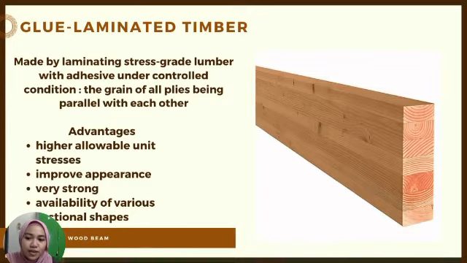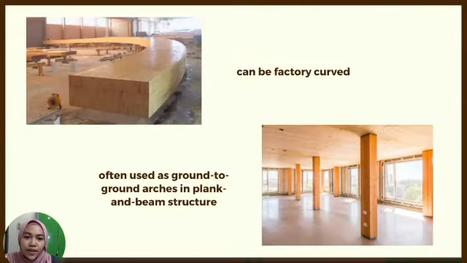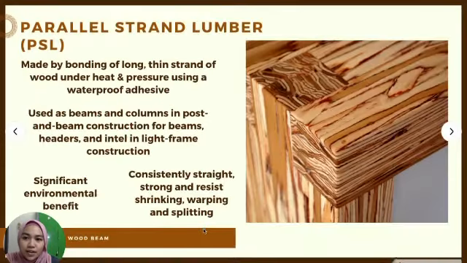It is very strong and available in various sectional shapes, which means it can be factory curved, and it is often used as ground-to-ground arches in plank and beam structure, as you can see in the right picture over here. So the next one is parallel strand lumber, or we can call it PSL. It is made by bonding long, thin strands of wood under heat and pressure using a waterproof adhesive. It is used as beam and column in post and beam construction, and for beams, headers, and lintels in light frame construction.